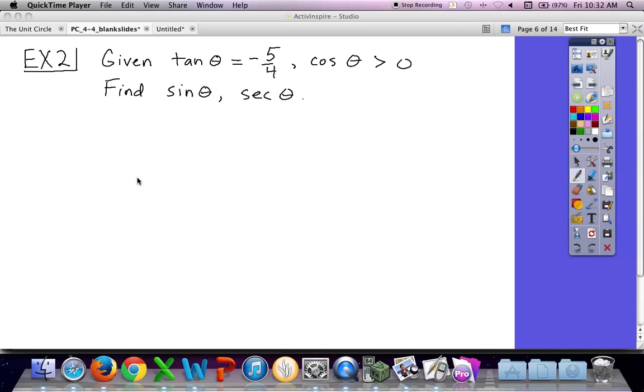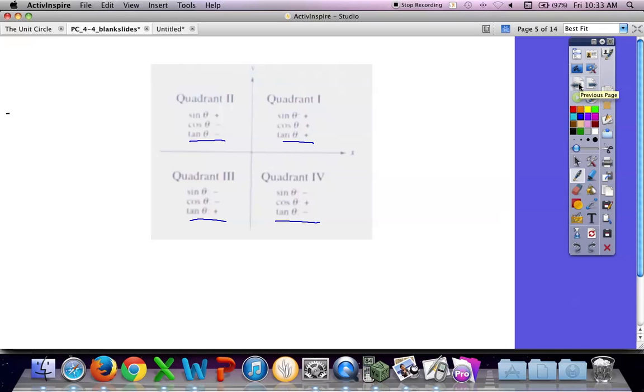So example 2, given that the tangent of theta equals negative 5/4 and the cosine is greater than 0, find the sine and find the secant. So when they give you those first two pieces of information, what they're trying to tell you is the quadrant that you should be working in. Right? You need to find the quadrant where tangent is negative and cosine is positive. Tangent is negative and cosine is positive.